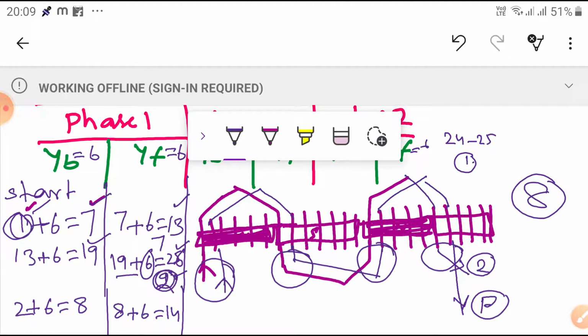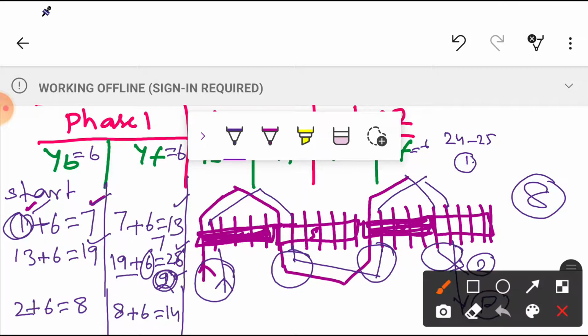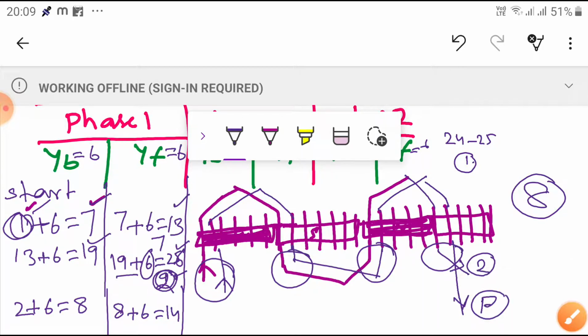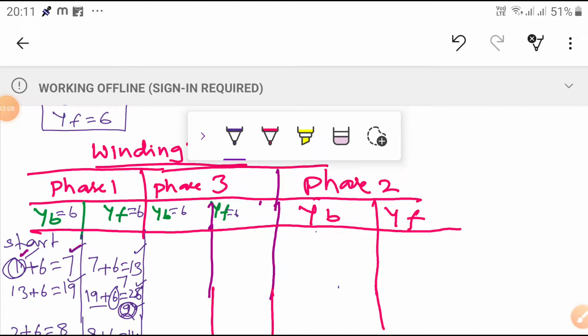Now let us see another phase. So here, phase 3. What slots are allotted? 3 and 4 slots are allotted here, based on the distribution table. So first of all, start with the third slot.